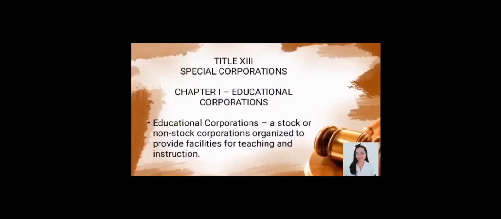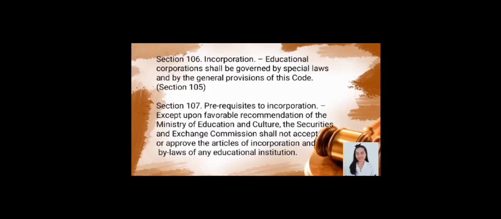Title 13, Special Corporations. Chapter 1, Educational Corporations. So, what are educational corporations? They are stock or non-stock corporations organized to provide facilities for teaching and instruction. Section 106, Incorporation. Educational corporations shall be governed by special laws and by the general provisions of this code. This means that all educational corporations must be operated in line with the special laws, and it also relates to the general provisions of this code.